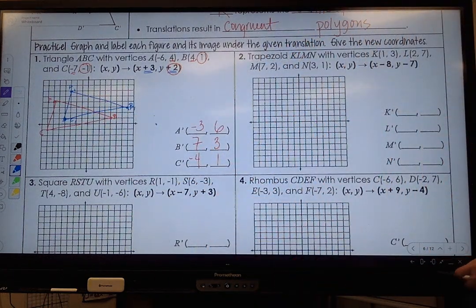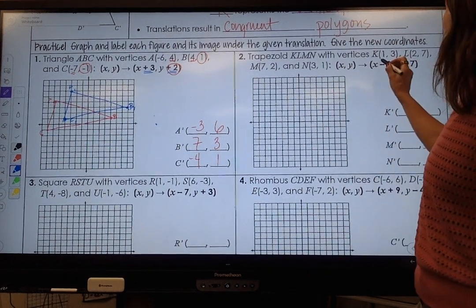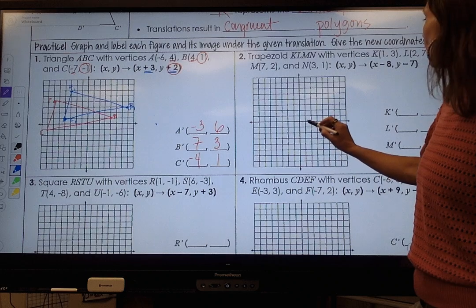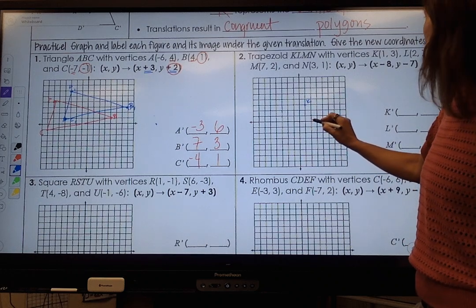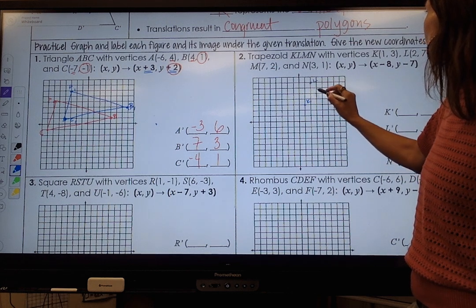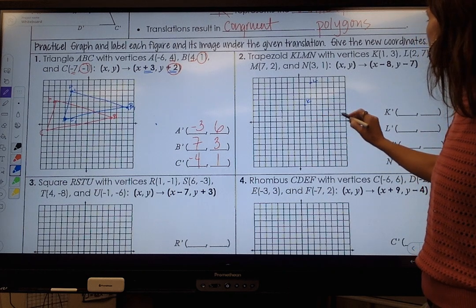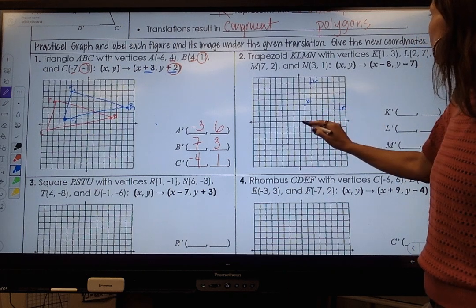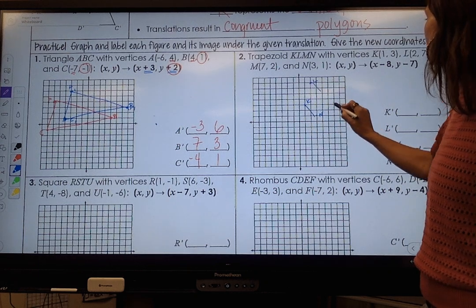Let's take a look at number 2. So I'm going to graph these points first. K is going to be located at 1, 3. L is going to be located at 2, 7. 1, 2, 3, 4, 5, 6, 7. M is going to be located at 7, 2. And N is going to be located at 3, 1. Okay, so here is my pre-image.